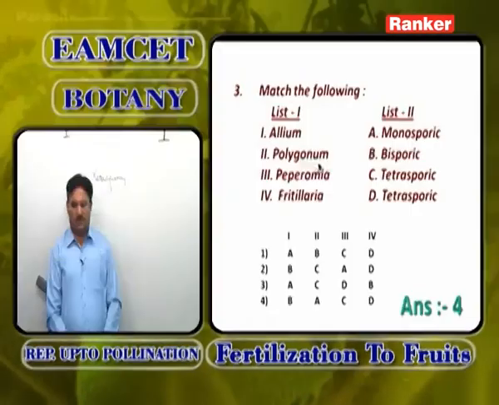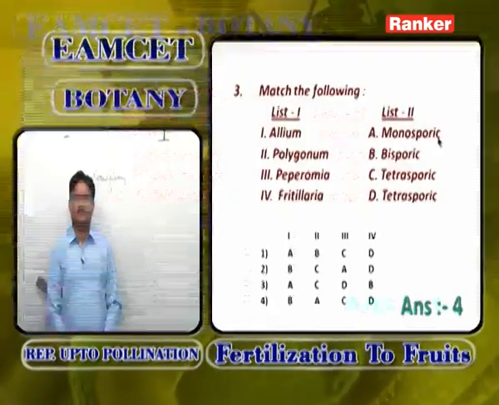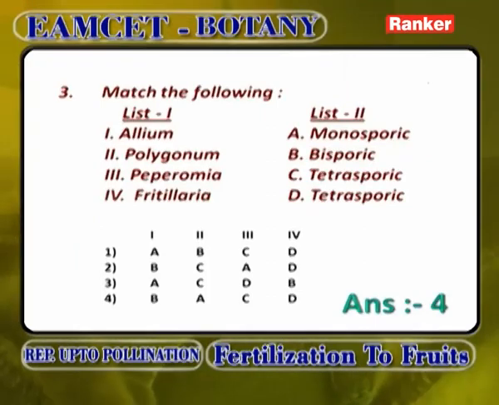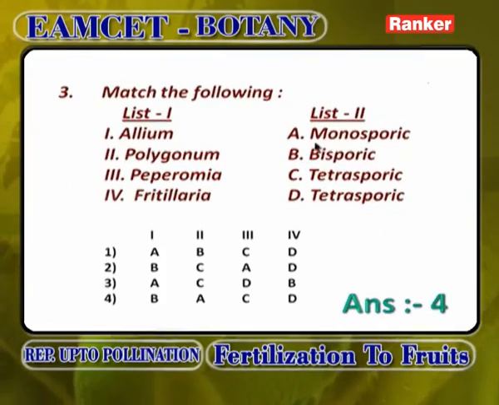Polygonum we all know is monosporic. So, in Polygonum 3 megaspores disintegrate and 1 megaspore is functional. Peperomia and Fritillaria are tetrasporic. That means all the 4 megaspores are functional and they produce an embryo sac. So, Allium, Polygonum, Peperomia, Fritillaria. Answer is B, A, C, D. Monosporic, bisporic, tetrasporic and tetrasporic.